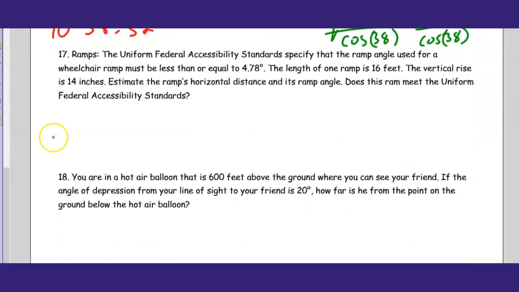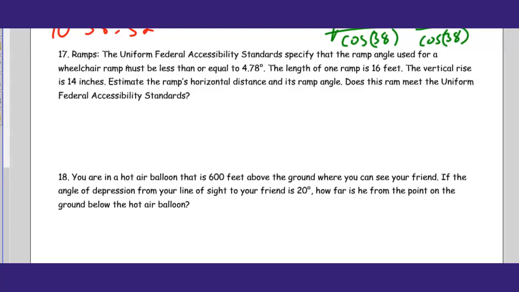Alright. Ramps. The Uniform Federal Accessibility Standard specifies that the ramp angle used for a wheelchair ramp must be less than or equal to 4.78 degrees. The length of one ramp is 16 feet. The vertical rise is 14 inches.